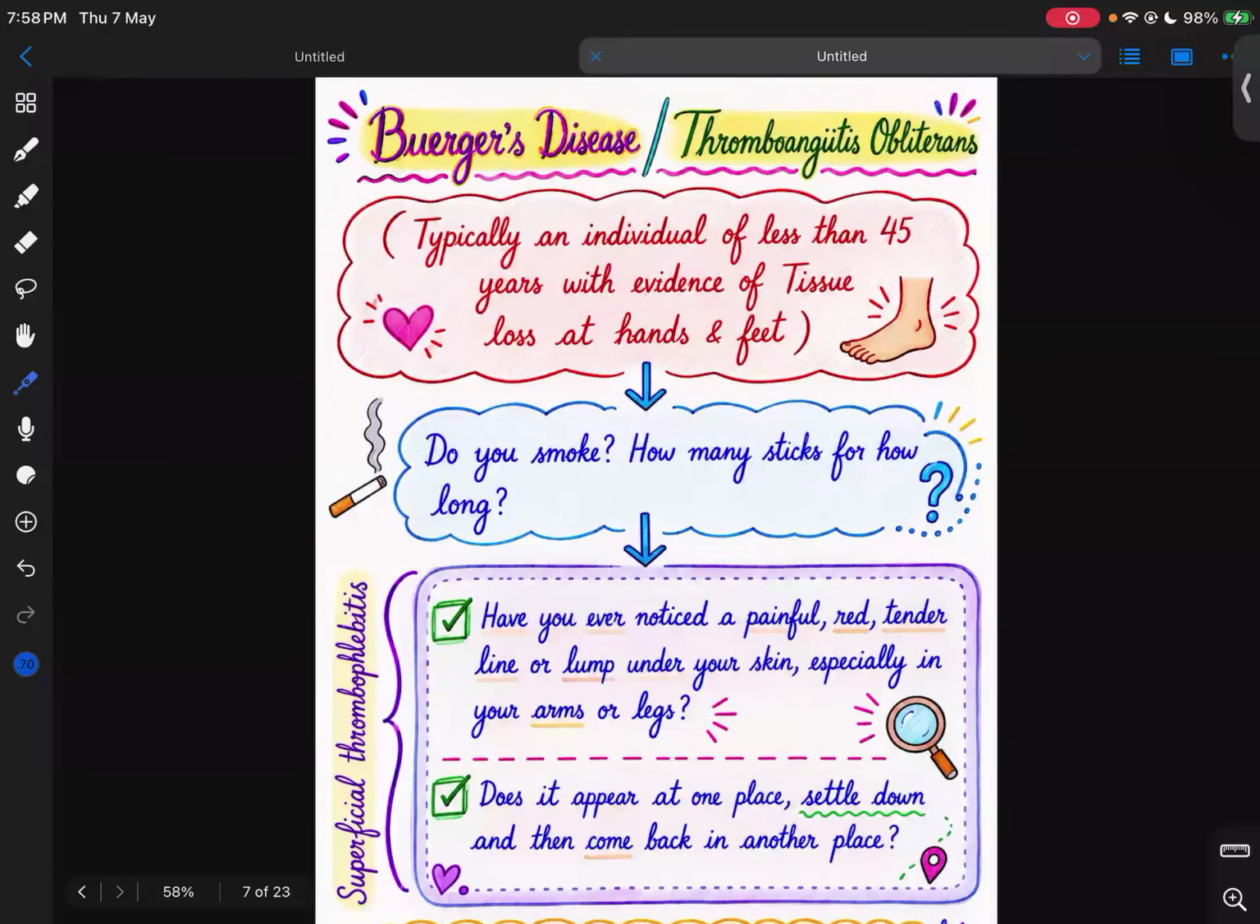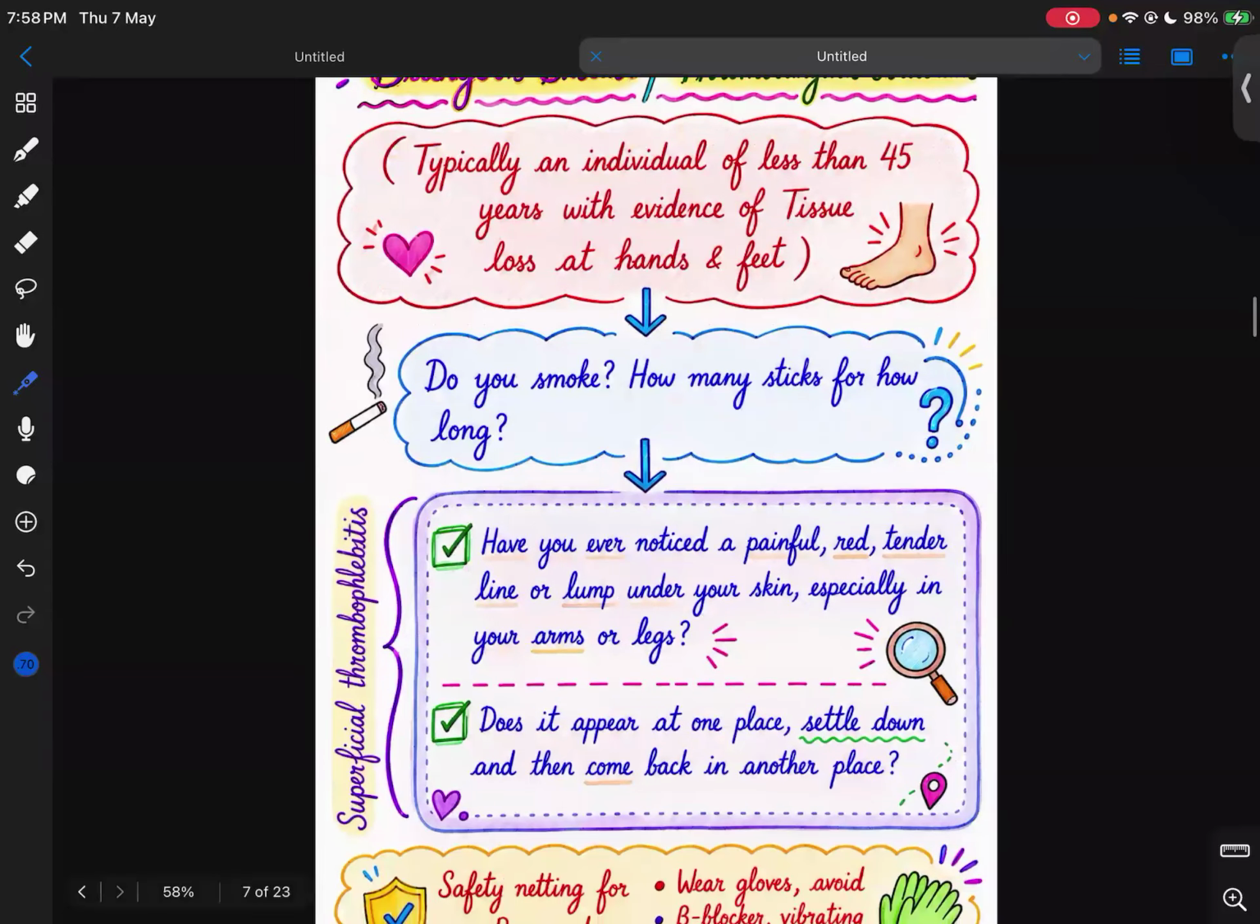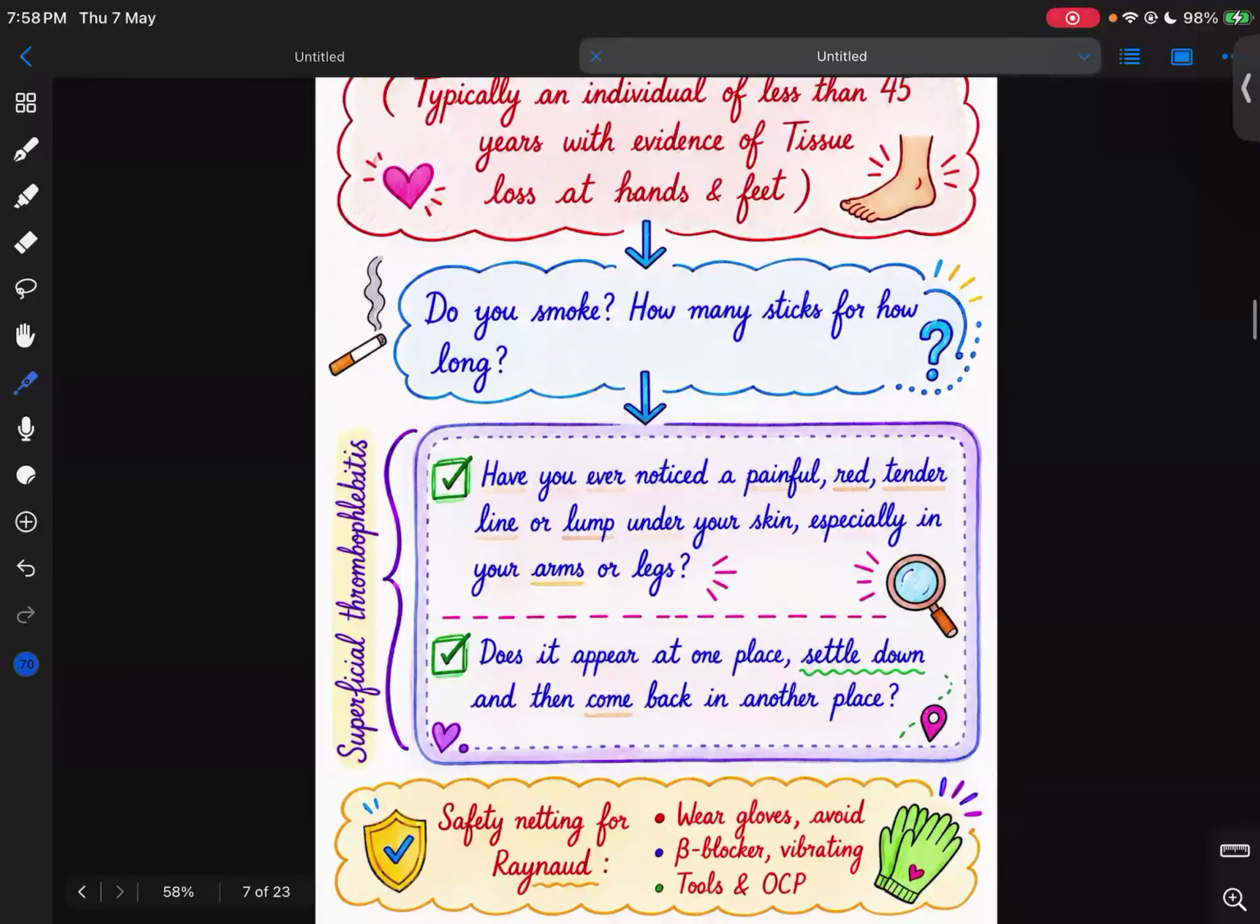Okay. Let me start from the first. Our first question will be, do you smoke? How many sticks for how long? For Buerger's disease, it is not defined to have a definitive timeline of smoking. Then after smoking history, the next question is for superficial migratory thrombophlebitis, because it is also found in Buerger's disease aside from Raynaud's phenomenon. Raynaud's phenomenon and superficial migratory thrombophlebitis, these are very much common in case of Buerger's disease.